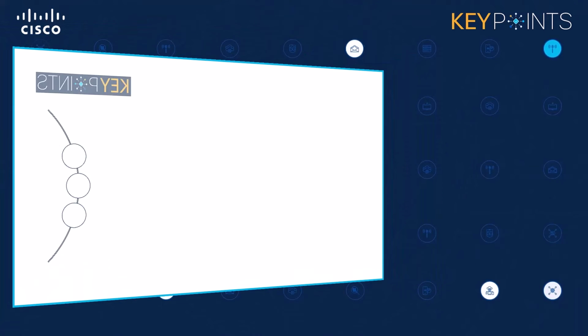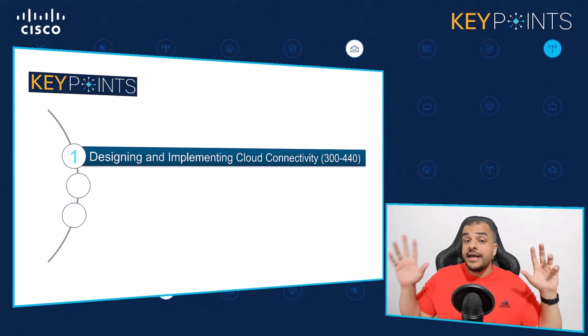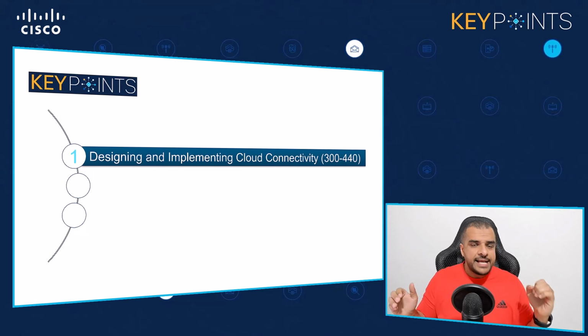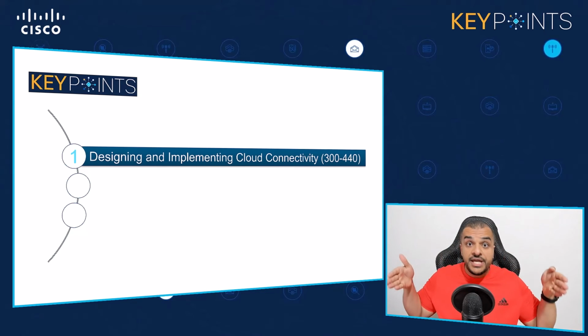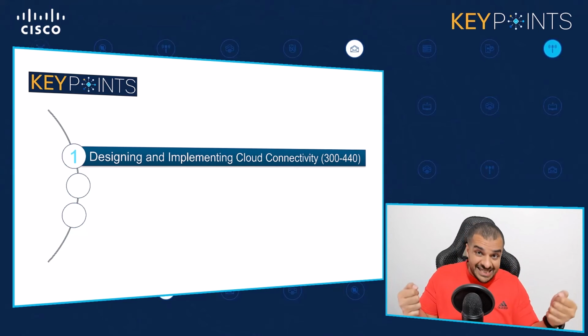So the key point for today is that we are going to be learning together the designing and implementing cloud connectivity ENCC exam code 300-440. And again, I'm being honest here. It's not the complete training through the YouTube channel right here in Key Points. I'm only putting you on the path. I'm putting you on the track where you can start the journey. I'm touching base on those most important key points that will help you learn the ENCC.